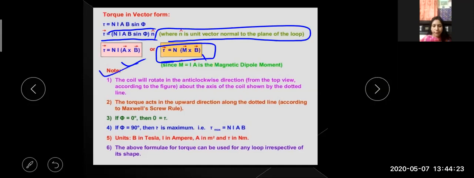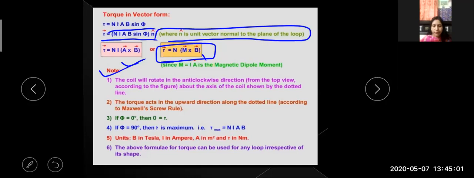Okay. There are some points to be noted. First, the coil will rotate in the anti-clockwise direction from the top view. According to the figure, the coil rotates anti-clockwise about the axis of the coil, shown by the dotted line. Second, torque acts in the upward direction along the dotted line, according to Maxwell's screw rule. We have already discussed Maxwell's screw rule in the first video of this unit.